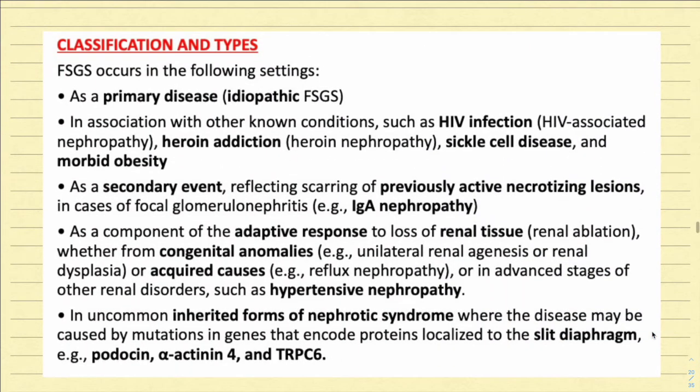Okay. Now what is very important over here, the classification and the types. A lot of marks are there for this classification and types, and it is one of the most difficult parts to understand. If you understand in the first time that I am teaching you, then really you are very intelligent. So FSGS can occur in many settings. Firstly, it can occur as a primary disease, that is as an idiopathic focal segmental glomerulosclerosis. That means where a known cause is not there, just the kidney is affected, no secondary condition is known.